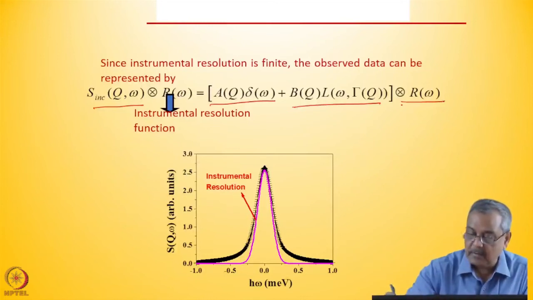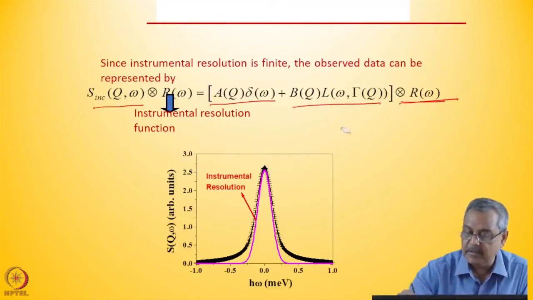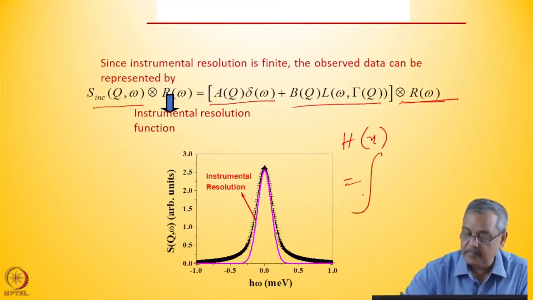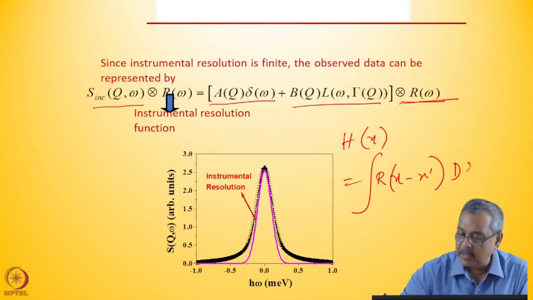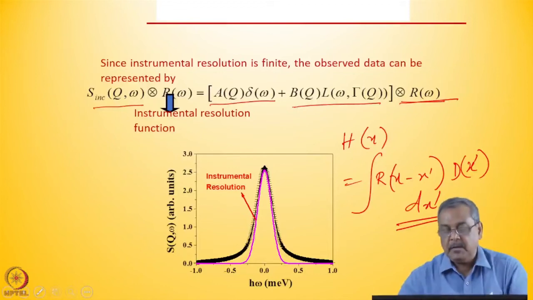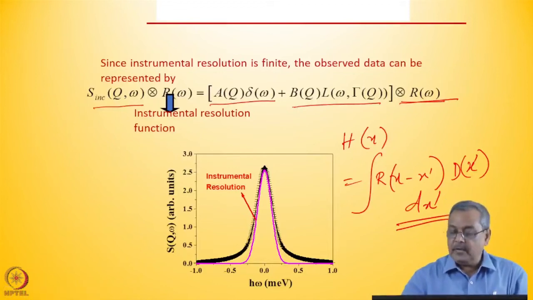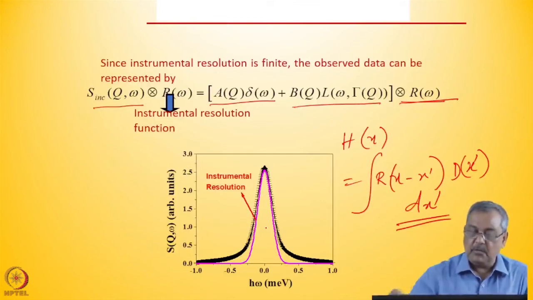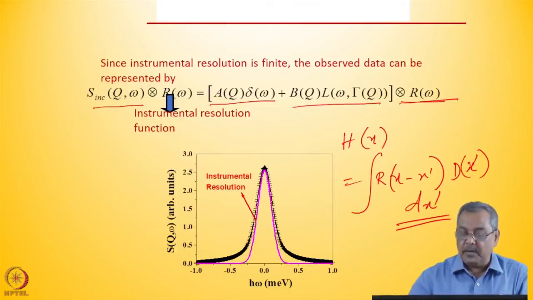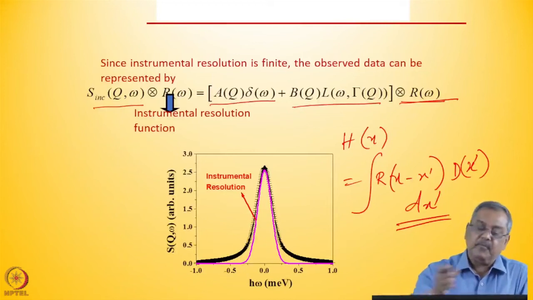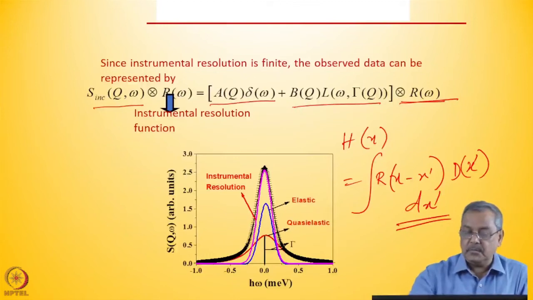And so that means it is a convolution, and we know that convolution, if I write it as H(x), is given by the integral of resolution R(x minus x prime) into data at x prime, dx prime. So every point of the actual true width is broadened by the resolution function, and this will look like this. And from this we have to deconvolute the resolution and then get the width. From the width we get the Dq square value. So this is the elastic part and this is the quasi-elastic part.